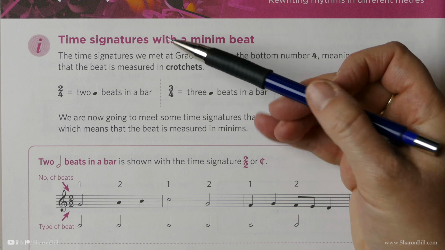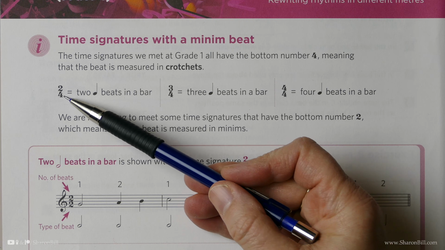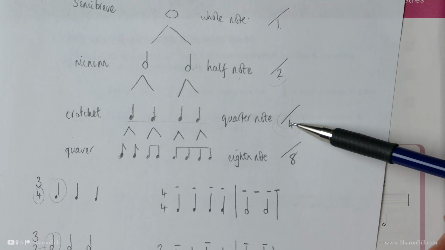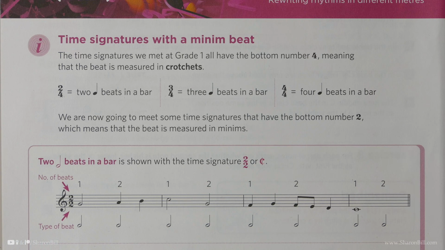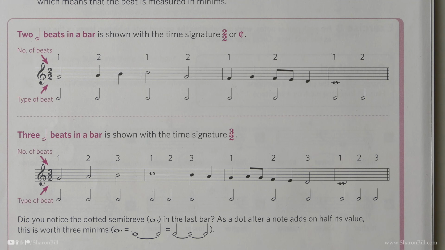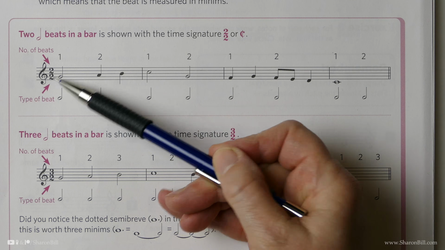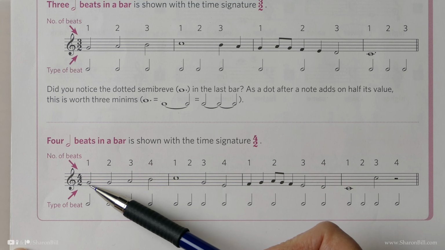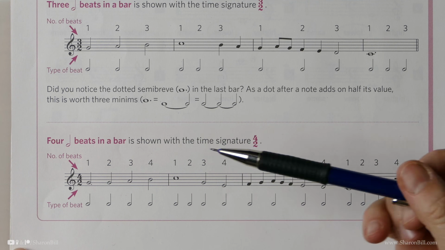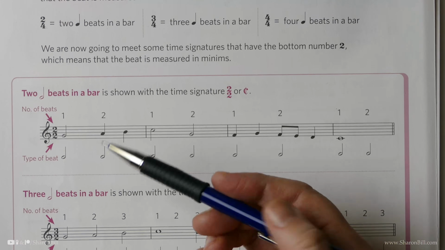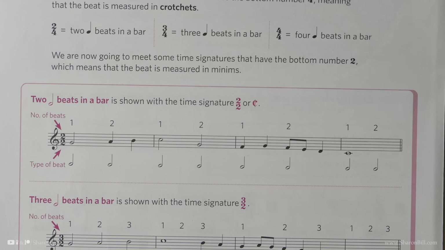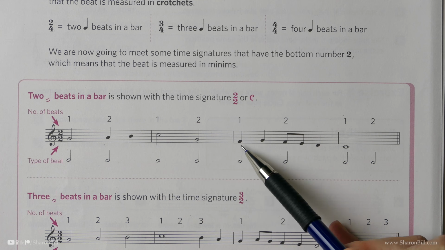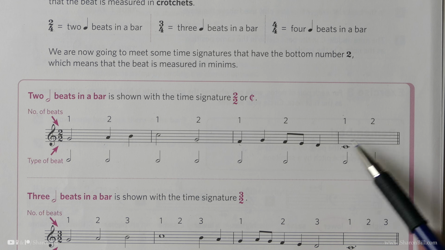And we can see that we have time signatures now. We've got 2 crotchet beats per bar, 3 crotchet beats, 4 crotchet beats, because they are quarter notes, that bottom number 4. And now we're moving to 2 beats in a bar still, but each beat is a minim. 3 beats in a bar, each beat a minim. Or 4 beats in a bar, each beat a minim's worth. And so the way we count it is we count each minim as a unit beat. So we have 1, 2, and 1, 2, 1 and 2 and 1, 2.